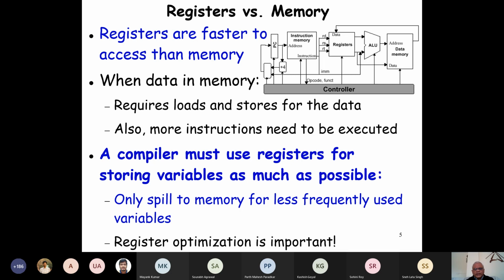But it's not only that registers are faster than memory. That is one reason why we should have the data stored in registers, but there is another important reason. If data is in memory, we will have to do a load or store, which is again another instruction execution. So there is a blow on two counts. One is that memory is slow. Second is that we have to also have an extra instruction.